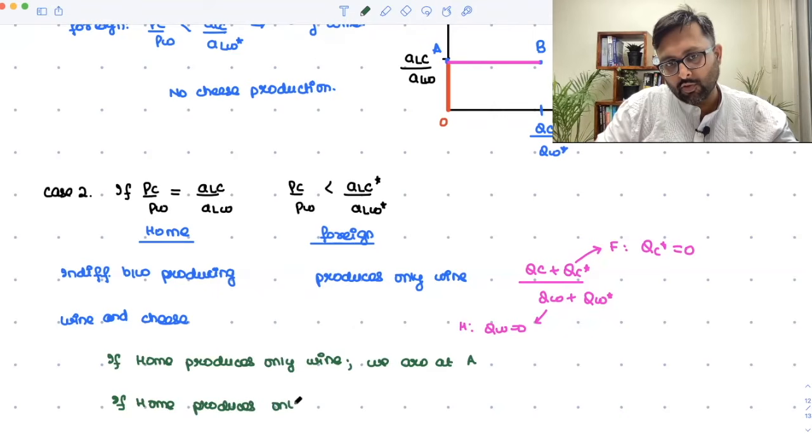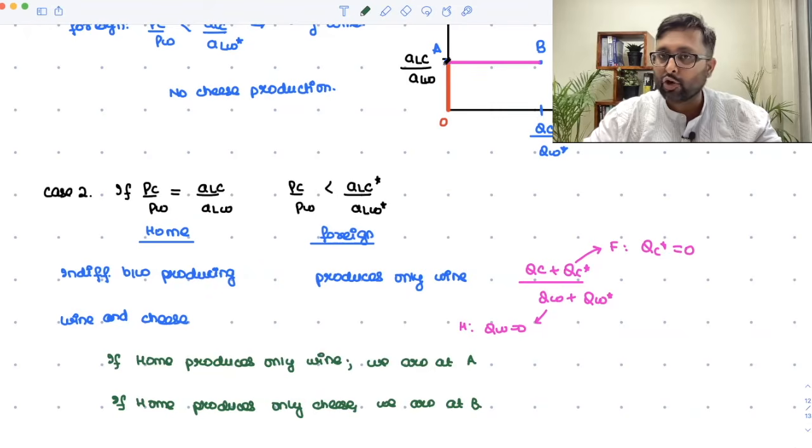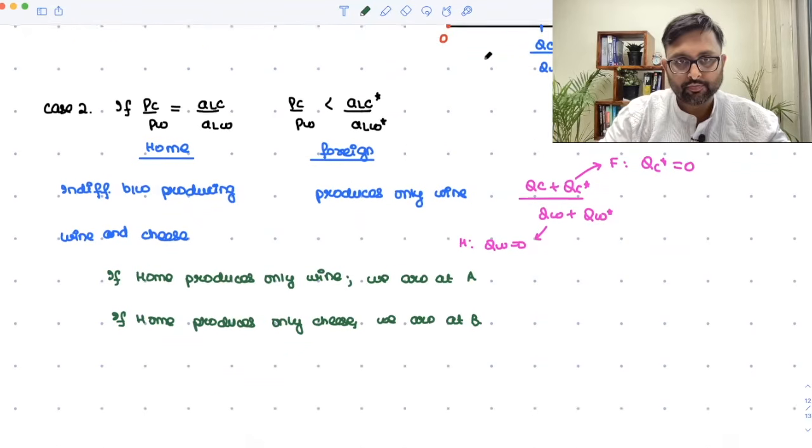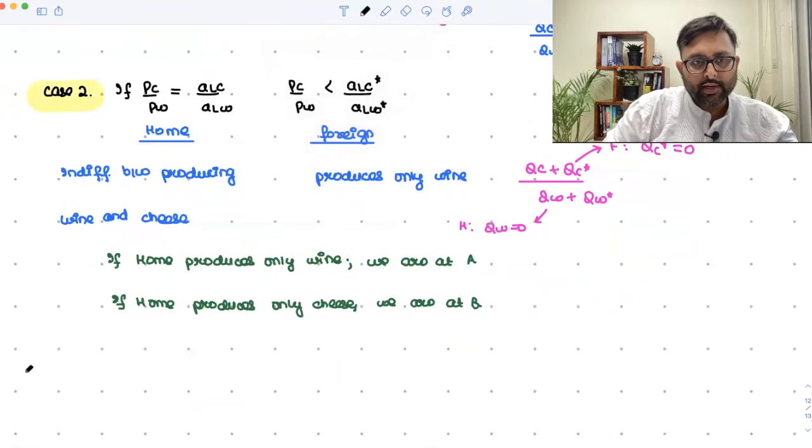If home produces only cheese, we are at B. Guys, I'm again telling you, foreign is only going to produce wine, right? So if home is also going to produce wine, you're going to be here. You're not producing anything of cheese. But if home produces cheese, you are here. You can have some convex combination of wine and cheese also out here. Okay. This was your case 2. Case 3.